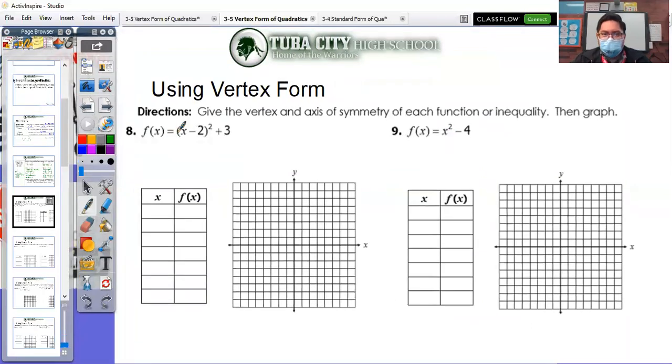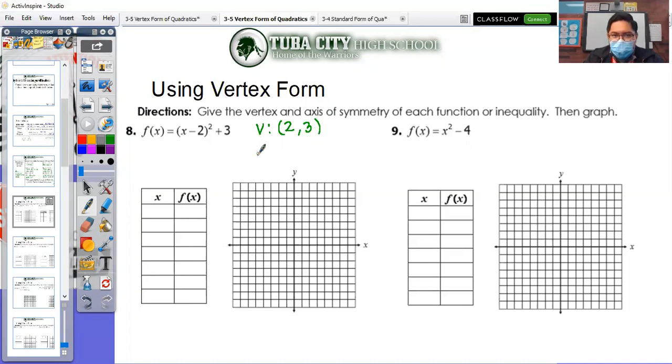Graph using the vertex form. So give the vertex and axis of symmetry of each function or inequality and then graph it. So first thing is the vertex. So I'm going to put V for vertex. And let's go ahead and take our number. So it's going to be an ordered pair. And remember, it's opposite of this number. Since I have -2, the opposite would be +2, and then 3.